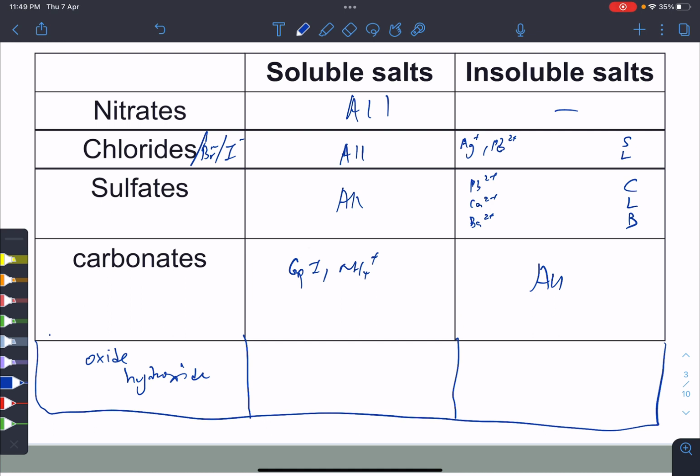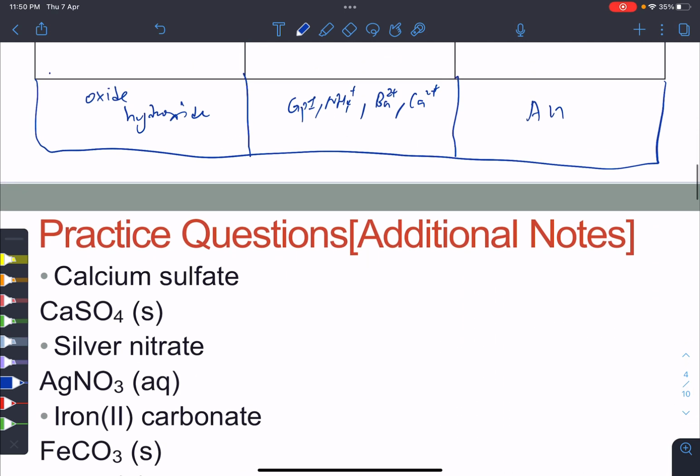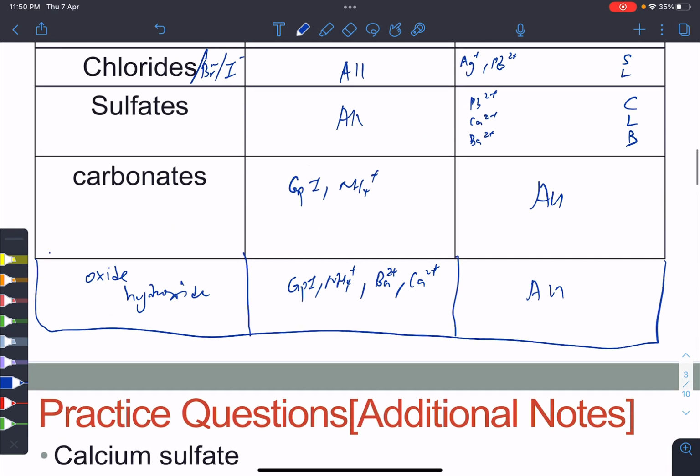Oxide and hydroxide are similar to the one before, except for group 1, NH4+, and barium and calcium. So a recap, this table is quite important. For practice purposes you can still refer to it, but for the exam you try to memorize it. Or rather, you have to memorize. Okay, next. So these are practice questions.